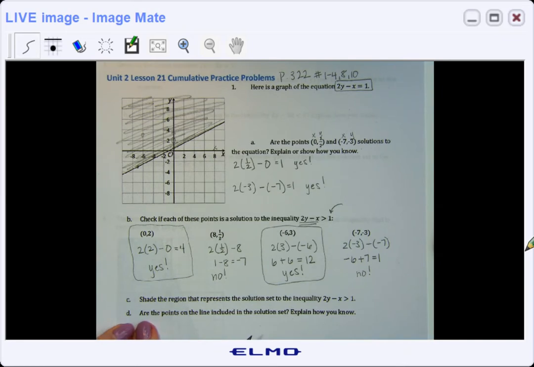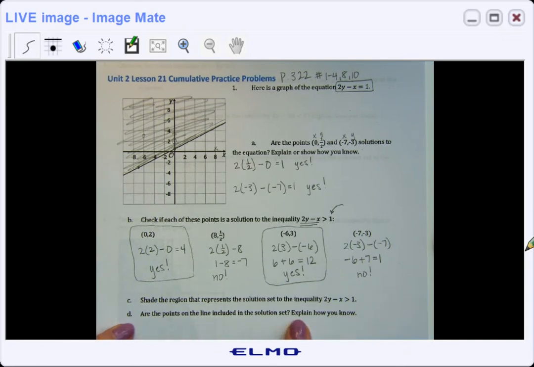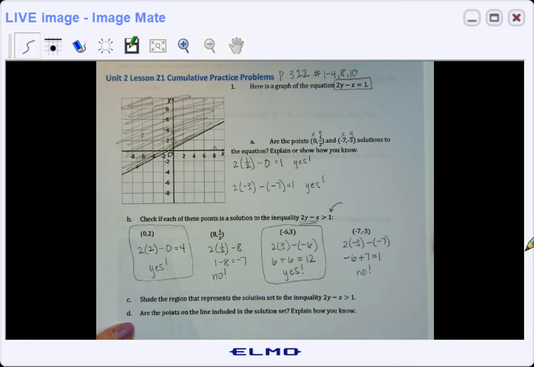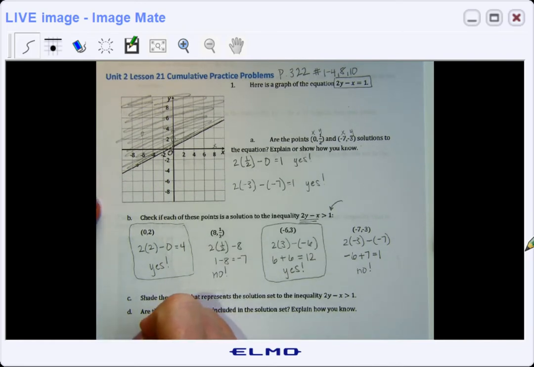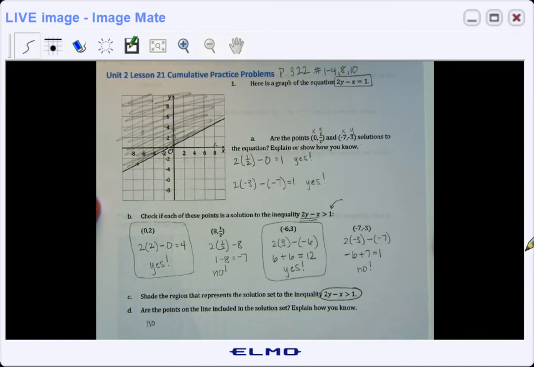And then the final question is, are the points on the line included in the solution set? Explain how you know. And the answer to that is no. Because in this inequality, it's a greater than symbol, not greater than or equal to. So the solutions are greater than 1, not greater than or equal to 1. Okay, so it does not include the points on the line, just in this case above it.